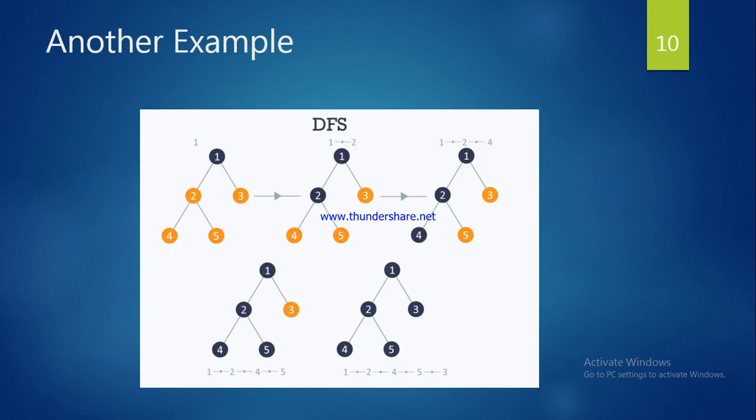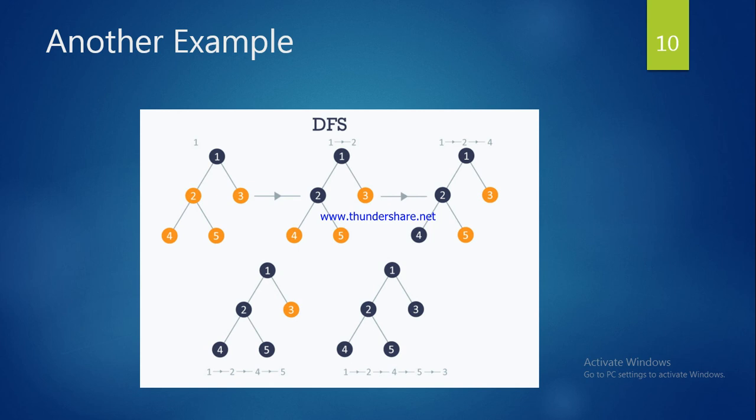Here is another example of depth first search in which we start from the root node 1. When we are visiting the root node 1, the adjacent nodes 2 and 3 are put into the stack. When we move to the top item of the stack, which is node 2, the adjacent nodes 4 and 5 are put into the stack.